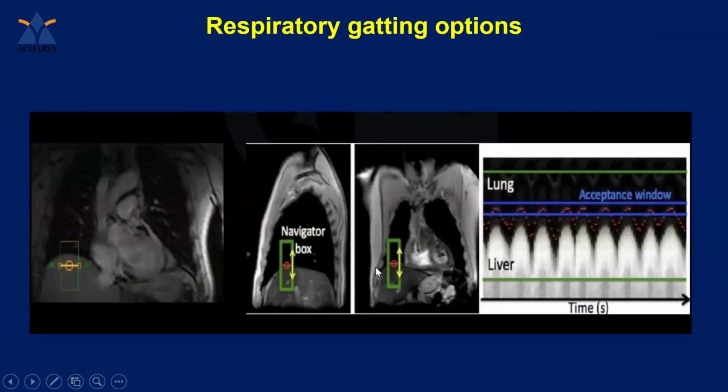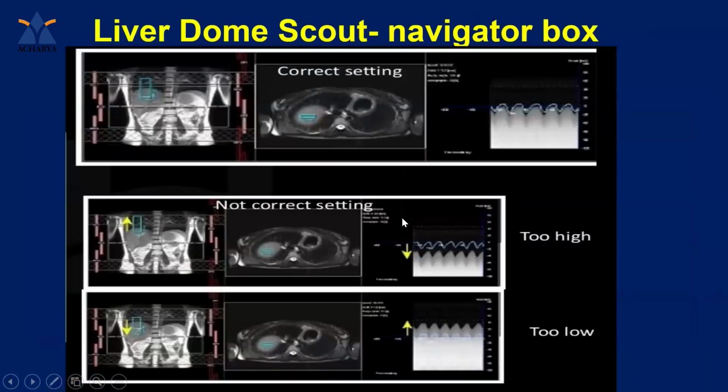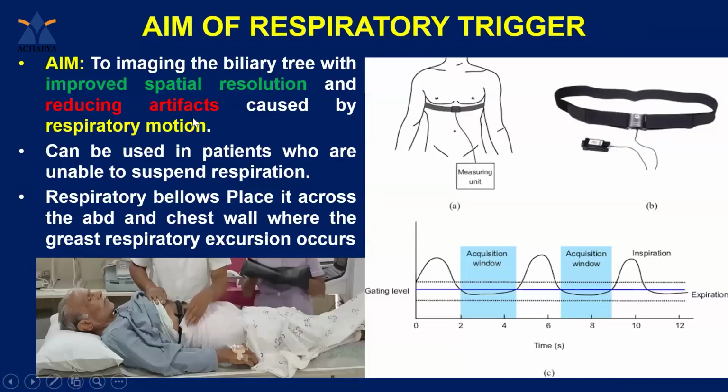This is the navigator placed here. You can see the liver, with one half of the navigation box in the lung and the other half in the liver. This is the correct position. I'm going to show that once more. So this is the correct setting of the navigation box. This is not the correct setting because the navigation box is too high, and here the navigation box is too low. So this is not the correct position. The navigation box is important for image quality.